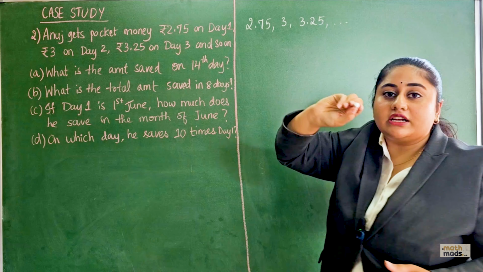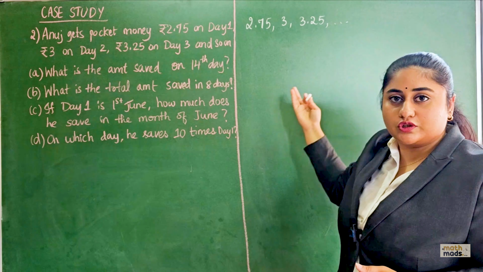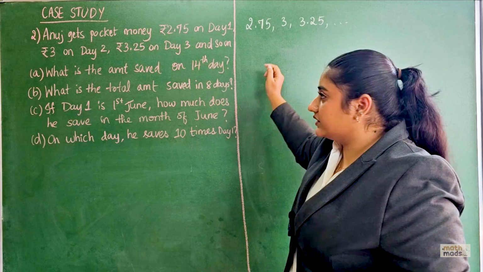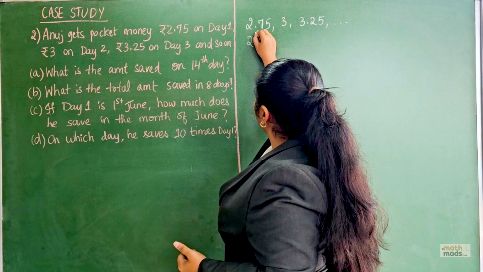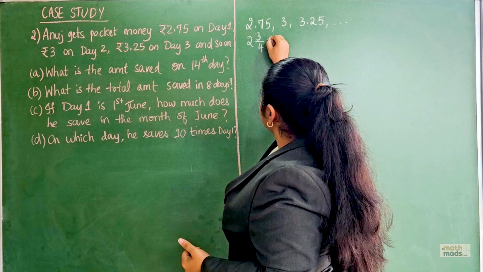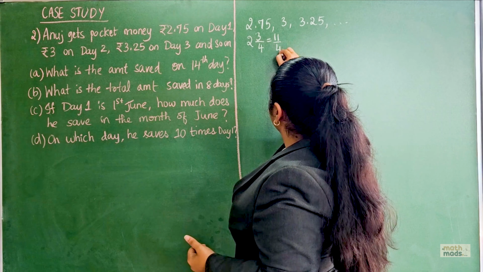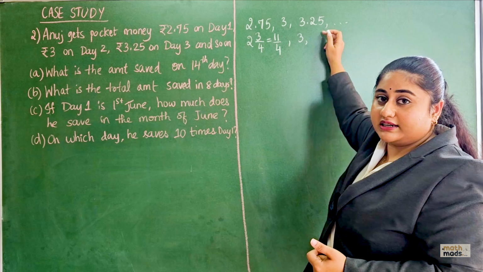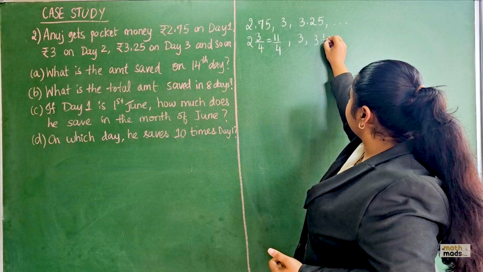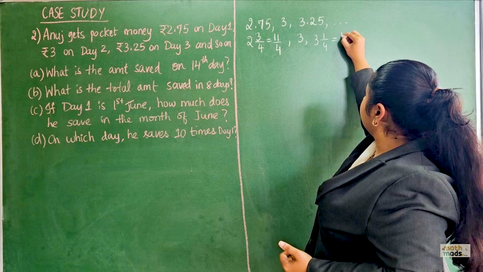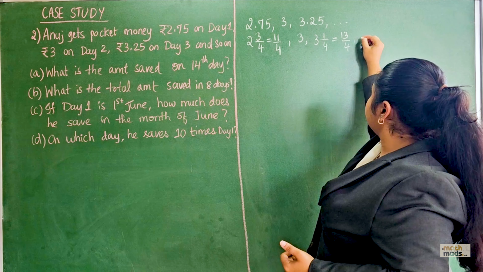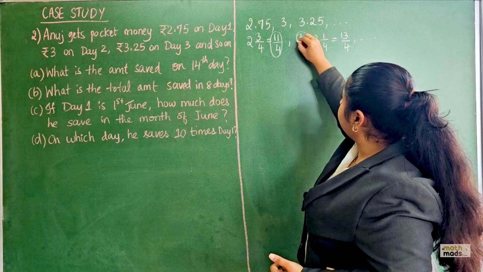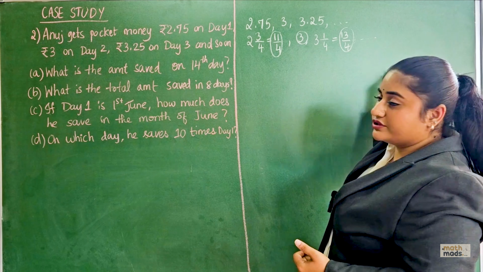So to make my calculation simpler, let me convert this to fractions. We know that 0.75 is nothing but 3/4, right? So I can write this as 2 3/4, which is equal to 11/4. Now 3 will be as it is, 3, and 3.25 is nothing but 3 1/4, which is equal to 13/4, and so on. So now my new AP is 11/4, 3, 13/4, and so on.